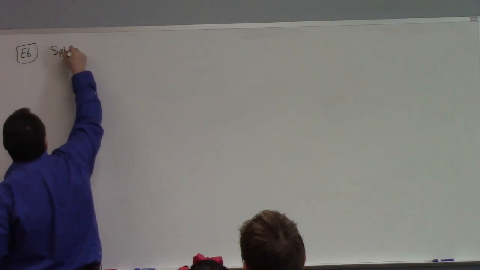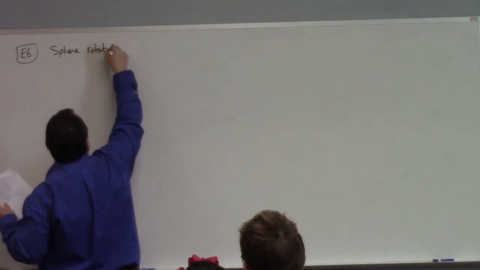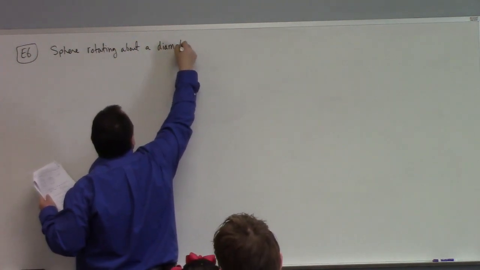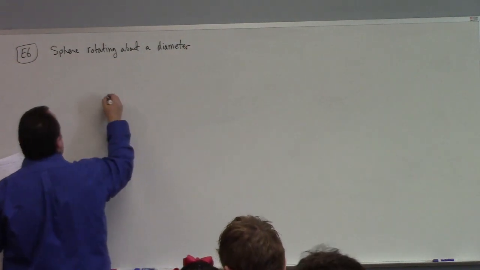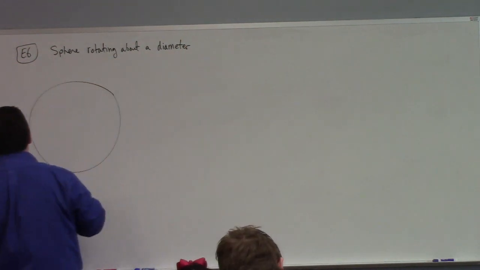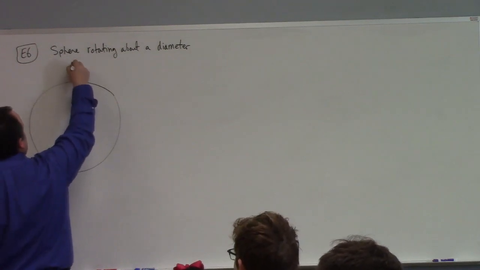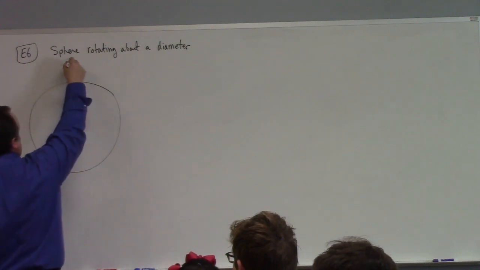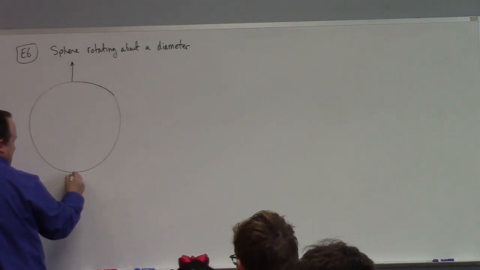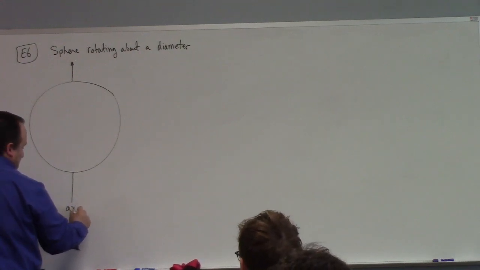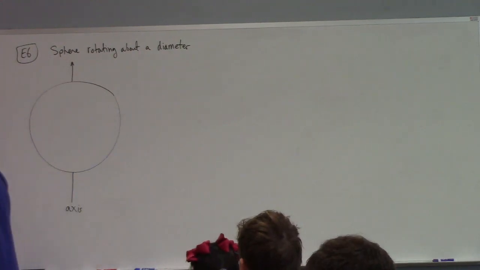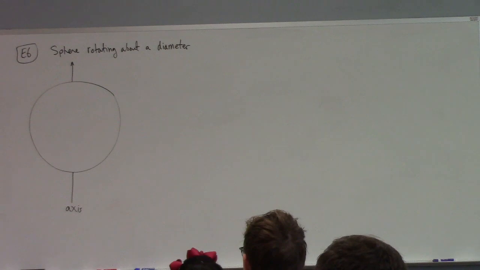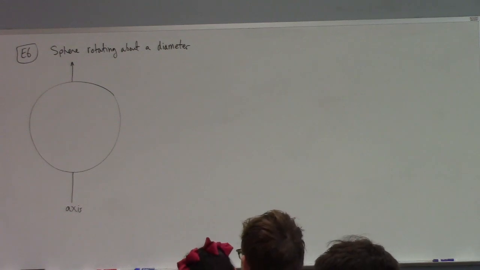Let's talk about a sphere rotating about a diameter. What's a diameter? So it's two radii. The diameter is going to go straight through the North Pole to the South Pole, something like that, right? So here's my axis. We're rotating around a diameter. A diameter is a line which goes through the center of the sphere. I feel like it's a line segment, I suppose, but I want to think about the axis being straight through the center of the sphere.